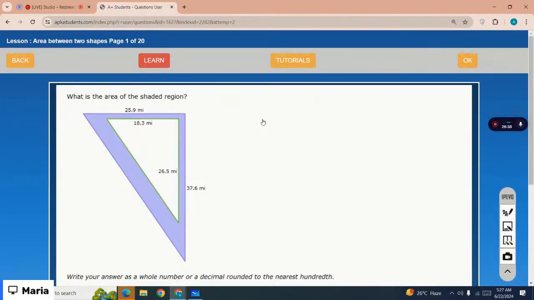What is the area of the shaded region? So you have to do the same thing. Here you have a triangle. Use the formula to calculate the area of both the triangles, the outer one and the inner one.